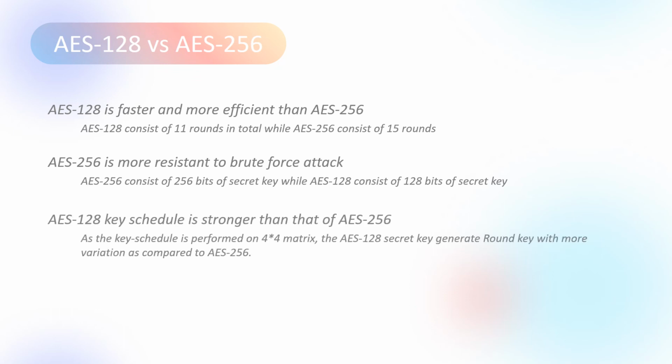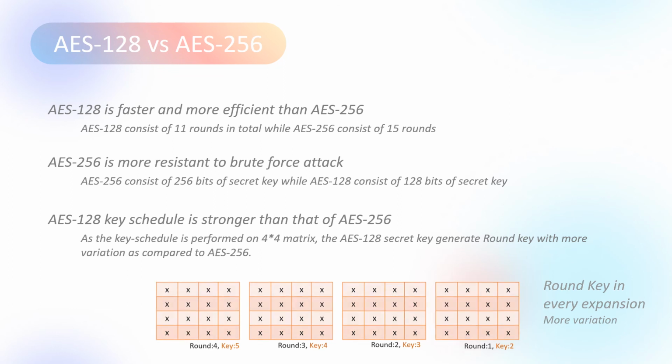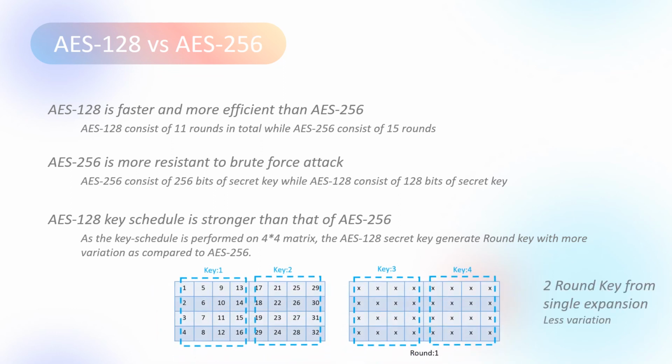AES-128 key schedule is stronger than that of AES-256. The key scheduling algorithm for AES-128 generates more variation in round keys, as in every key expansion a round key is generated. But in case of AES-256, one key expansion generates exactly two round keys.